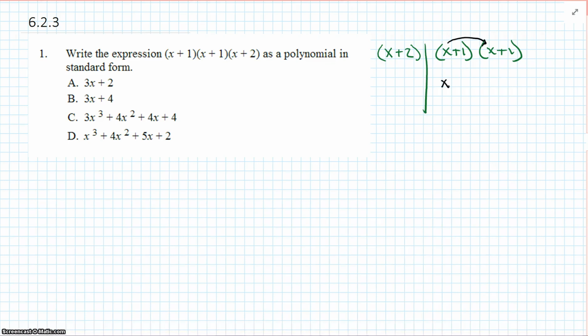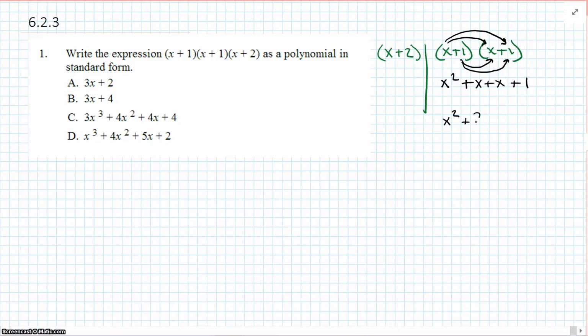X times x is x squared. X times 1 is x. 1 times x is x. And 1 times 1 is 1. So we can rewrite that as x squared plus 2x plus 1. Okay, so we've distributed that. Don't forget to drop down the last term. Now let's distribute this one.